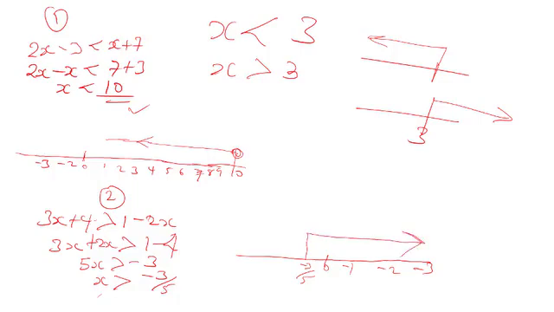This is a diagram of x being greater than minus 3 over 5. While this is for x less than or equal to. So this is how you produce both diagrams.